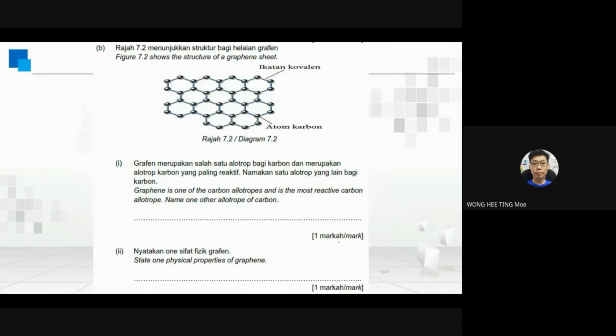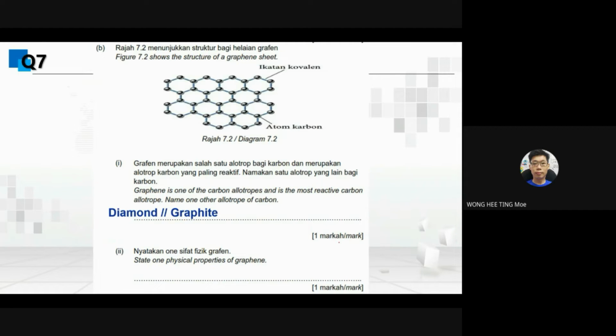Next, this is a graphite. Okay, graphene sheet here. So it is one of the carbon allotropes, and it is the most reactive carbon allotrope. Name the other allotropes of carbon. So what is the answer? Besides graphene. Graphite. Okay, or diamond. Yes. Okay. Anyone?